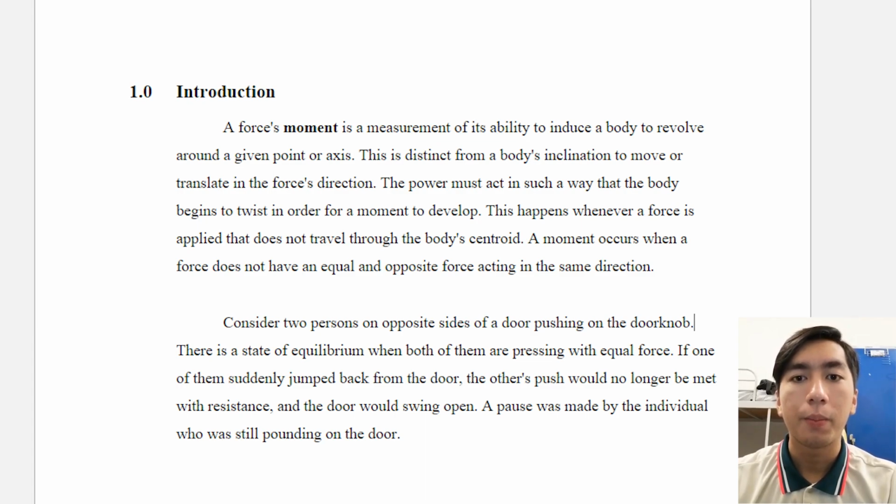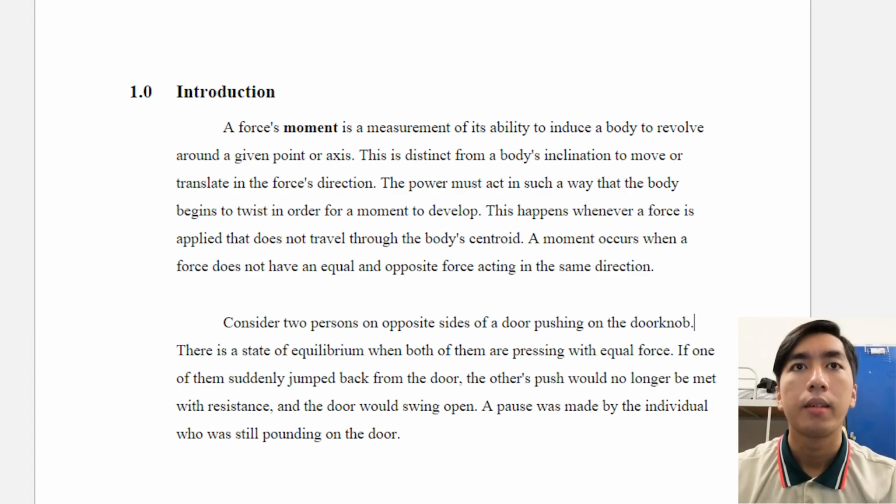Today our group will be presenting about moment. A force moment is a measurement of its ability to induce a body to revolve around a given point or axis. This is distinct from a body's inclination to move or translate in the force direction.